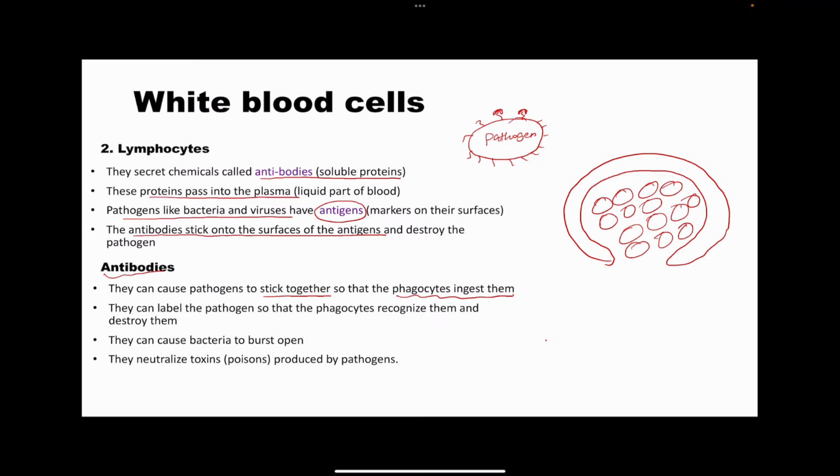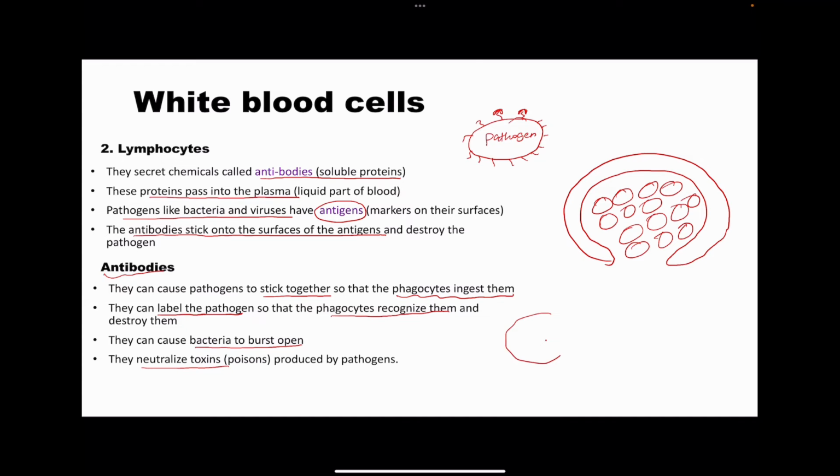The next part: how antibodies can destroy pathogens. They can cause the labeling, or they mark the pathogen. We call this labeling of the pathogen, so that phagocytes can recognize them and destroy them. So this causes a rapid destruction of the pathogens. The other part is they can cause some pathogens like bacteria to burst open. When they burst open, it means they are going to be destroyed, so they cannot infect newer cells. And lastly, they can neutralize the toxins or poisons produced by the pathogens.